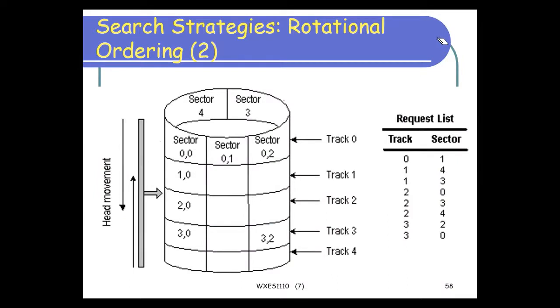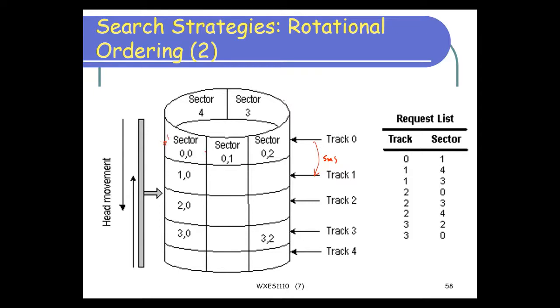Let's see now how this rotational ordering or rotational delay is calculated. First, these are the parameters. The head takes 5 milliseconds to move from one track to the next, so from track 0 to track 1 takes about 5 milliseconds. Initially it is positioned at track 0, sector 0. This is the starting point.